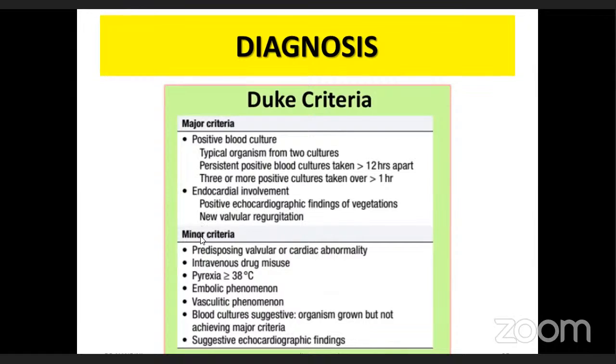And in the minor criteria: a predisposing valvular cardiac abnormality, intravenous drug abuse, fever of more than 38 degrees, embolic phenomena, vasculitic phenomena, and blood cultures. Embolic phenomena can be in the form of Roth spots, vasculitic phenomena like petechiae, and suggestive blood cultures, that is, organism grown but not achieving the major criteria. Okay. So here you need to remember the pyrexia, embolic phenomena, and vasculitic phenomena.